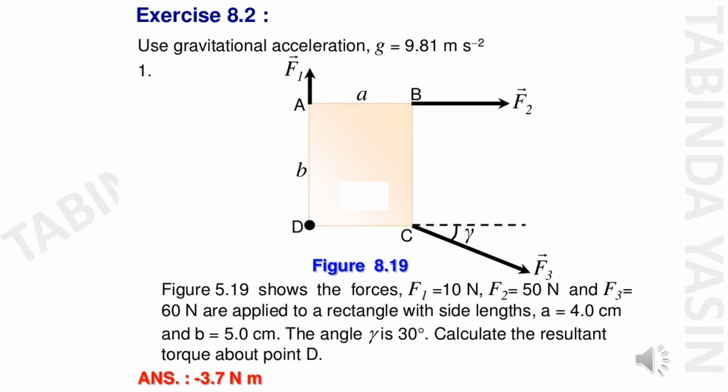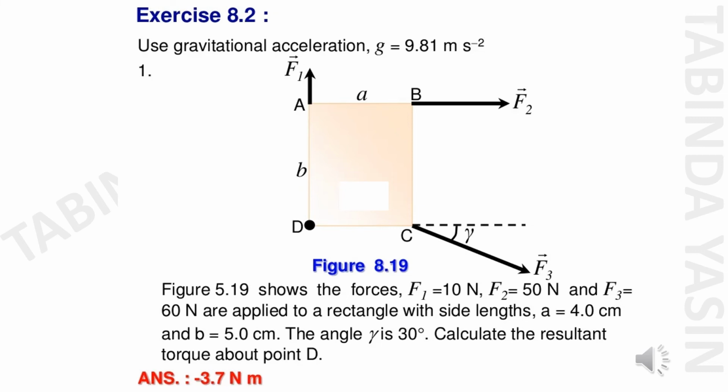Figure 5.19 shows the force F1 is equal to 10 Newton, F2 is equal to 15 Newton, and F3 is equal to 60 Newton applied on a rectangle. Side length A is equal to 4 centimeter and B is equal to 5 centimeter. The angle gamma is 30 degree. All the values are given here. Calculate the resultant torque about the point D.